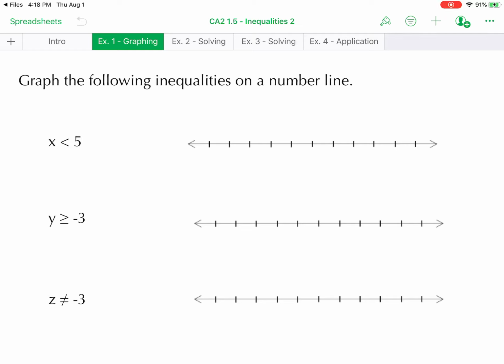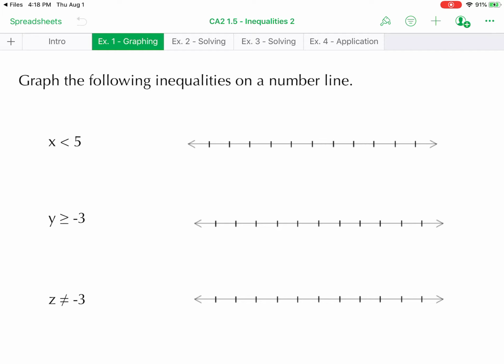So notice here we're just asked to review how to graph inequalities on a number line. Okay. Let's suppose I want to say x is less than 5, meaning I want to graph all real numbers that are smaller than 5 units on the number line. How do I represent that?